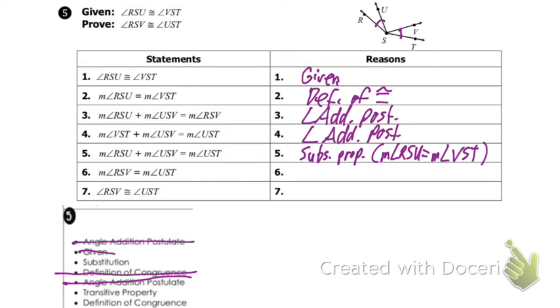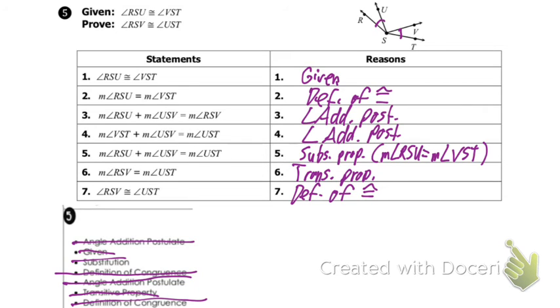So now, how could I get from 5 to 6? Transitive property, by using which 2 statements, just so we're clear? You don't have to write it, but statements 4 and 5? No. Statements 5 and 3? Okay, 3 and 5: measure of angle RSV and measure of angle UST both equal the same 2 angles being added together. Yes. So now we went from the measures being equal to them being congruent. Definition of congruence.